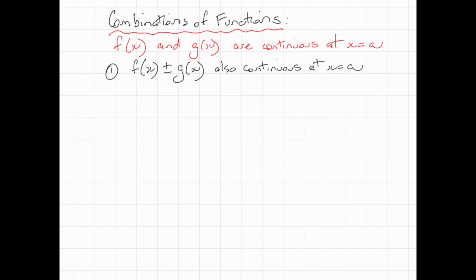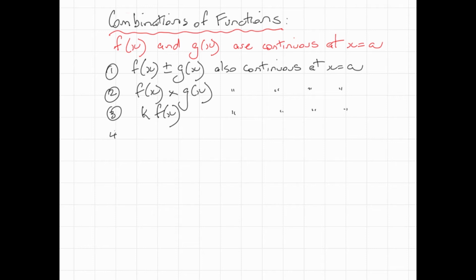at x equals a. So given that the individual functions are continuous at x equals a, you can add or subtract the two functions, and that'll also be continuous. You can also multiply the two functions, f of x times g of x, is also continuous at x equals a. Multiply by a constant, k times f of x, is also continuous at x equals a.